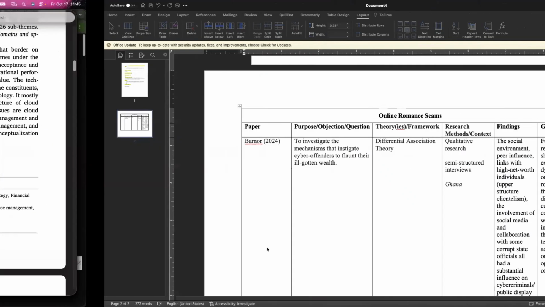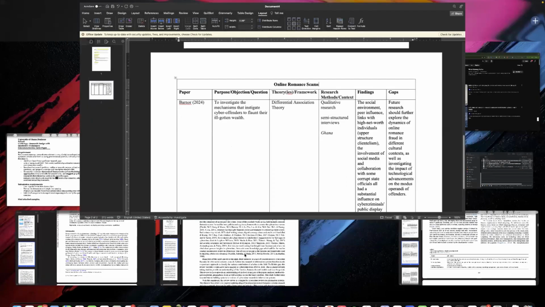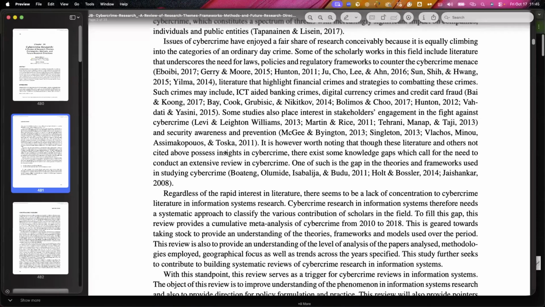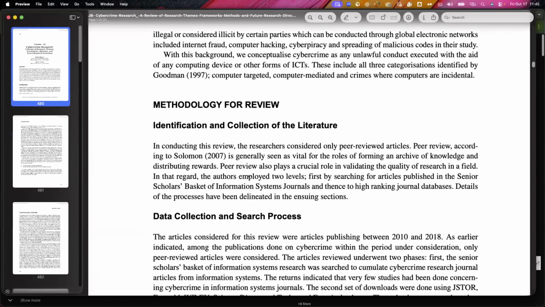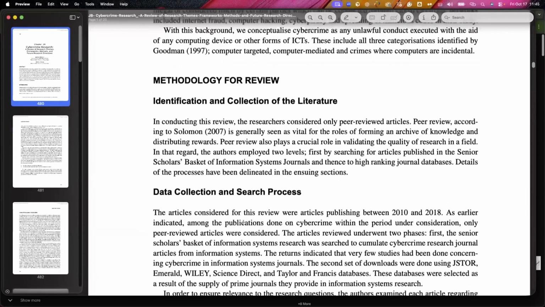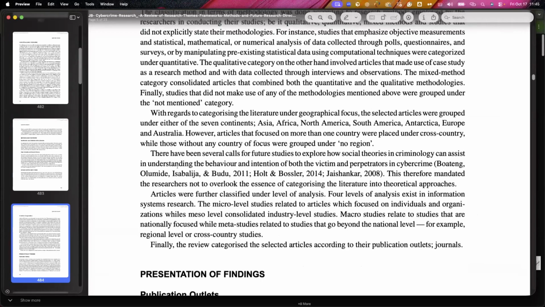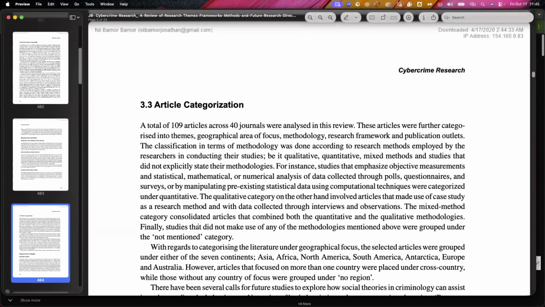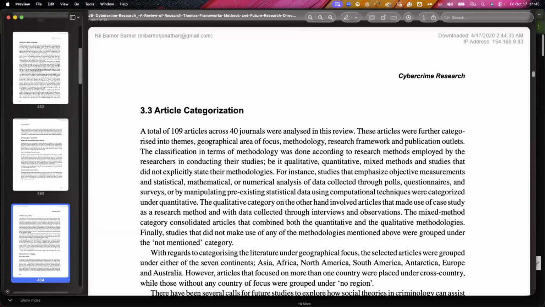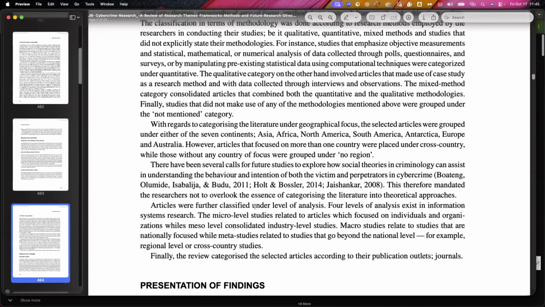Let's go to this one. Okay, so identification of collection of literature is something that you may come across. What got you to select which particular group of papers? So article categorization. What the other paper refers to as the classification, I'm looking at as article categorization. I indicated that I used 109 papers across 40 journals. Okay, so you are going to use 20 papers across how many journals?